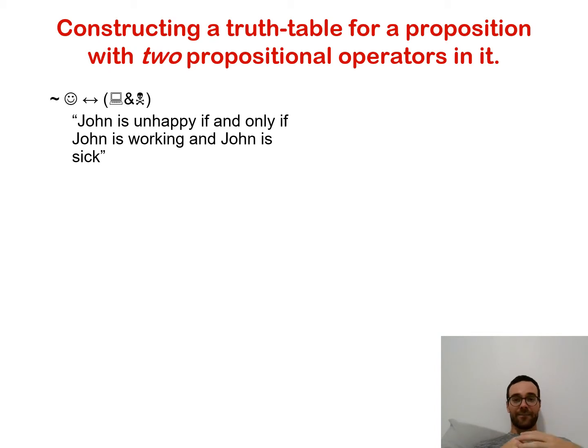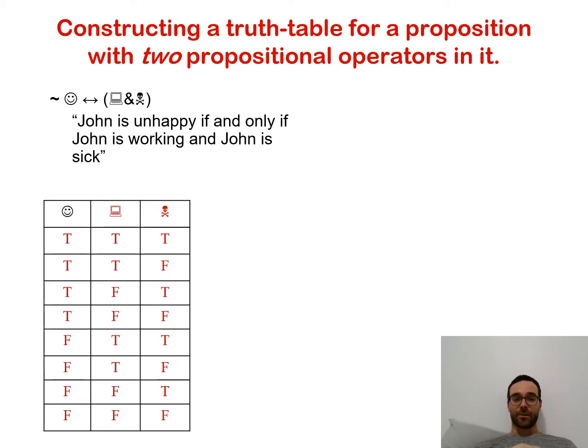So here we have an even more complex proposition. We're going to do the same thing though. Here we have 3 simple propositions. The complex proposition as a whole being John is unhappy if and only if John is working and John is sick. Remember, 3 simple propositions. And so each one of those simple propositions is going to get a reference column, and those reference columns, again, set up the same way all the time.